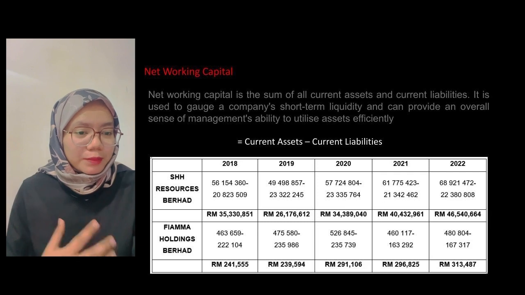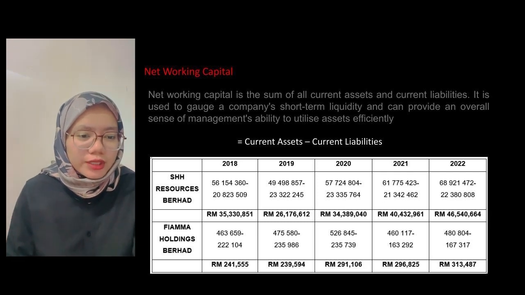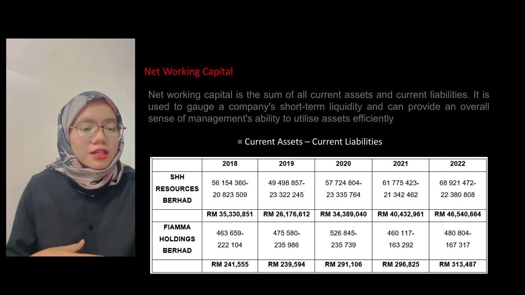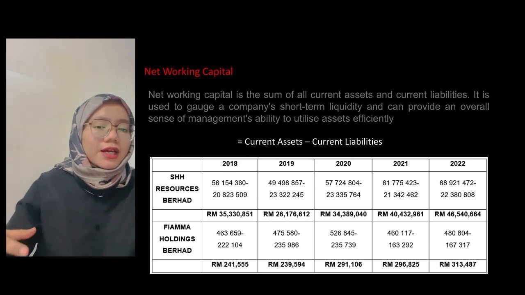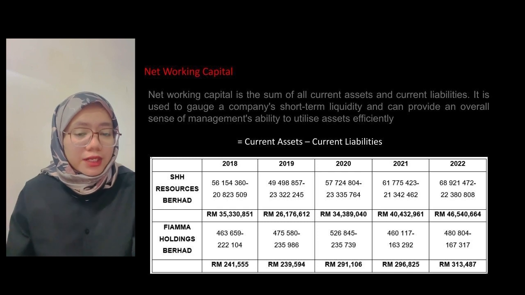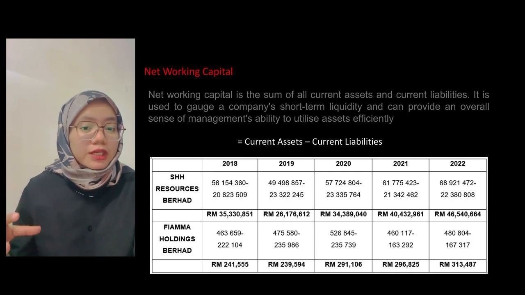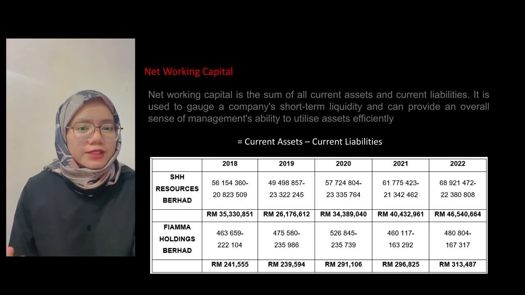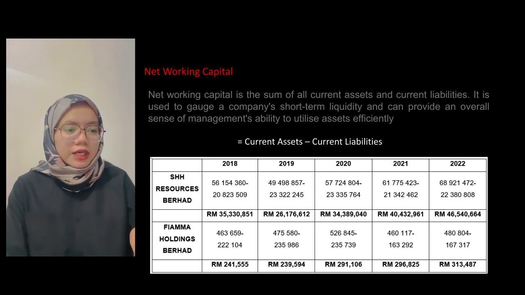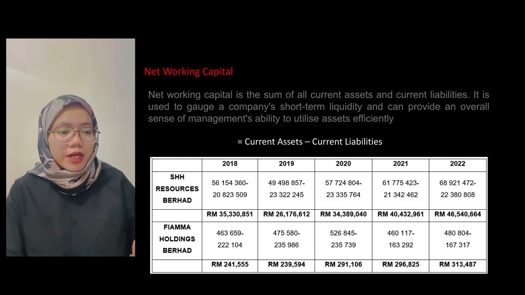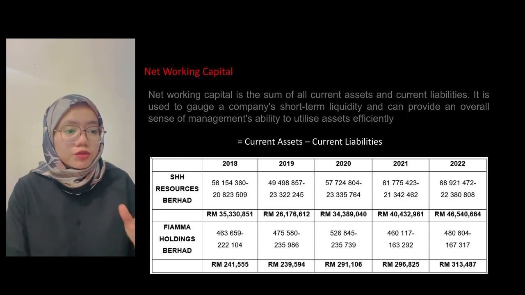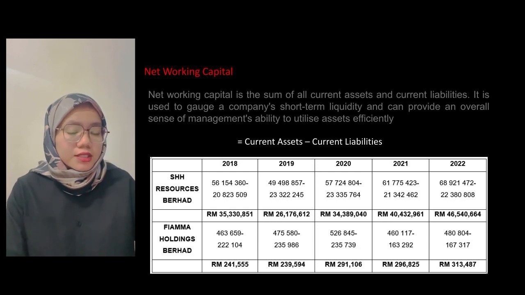Net working capital measures a company's short-term financial health. Net working capital shows the difference between a company's current assets and current liabilities, and the remaining ringgit amount is the company's working capital for the immediate future. This table shows the net working capital for both companies, SHH Resources Berhad and Fiamma Holdings Berhad, from year 2018 to 2022. The ringgit stated is the net working capital for both companies.